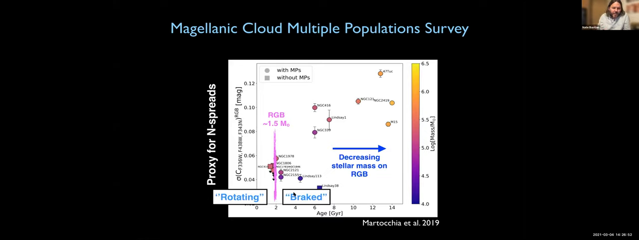And perhaps that is some indication. Now, it also could be that these are hosting multiple populations and just our techniques of identifying them are not good enough at the moment. So that's an open question, but I think it's worthwhile noting that right as we see stellar rotation disappearing in clusters is right at the same time that we see multiple populations kicking in.